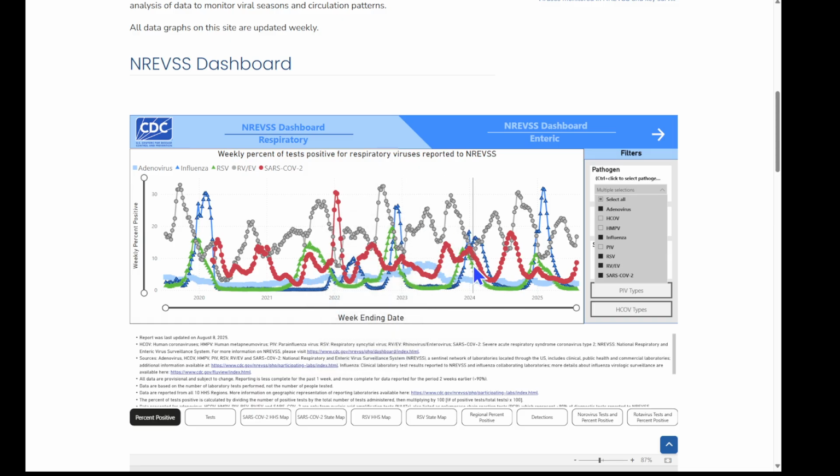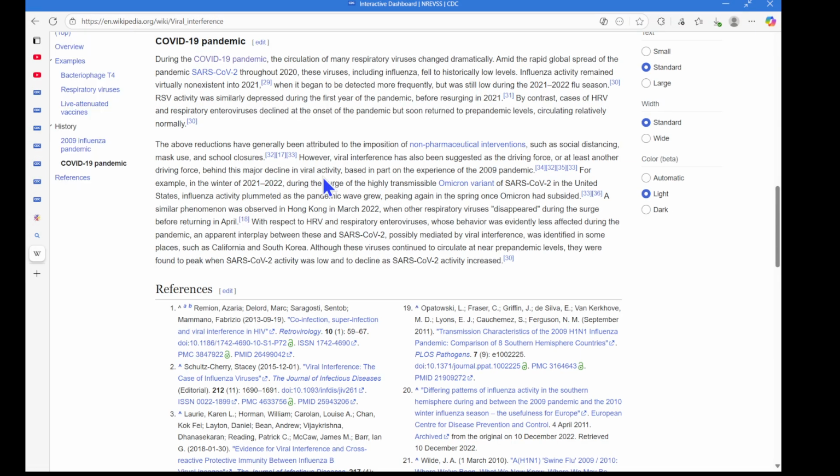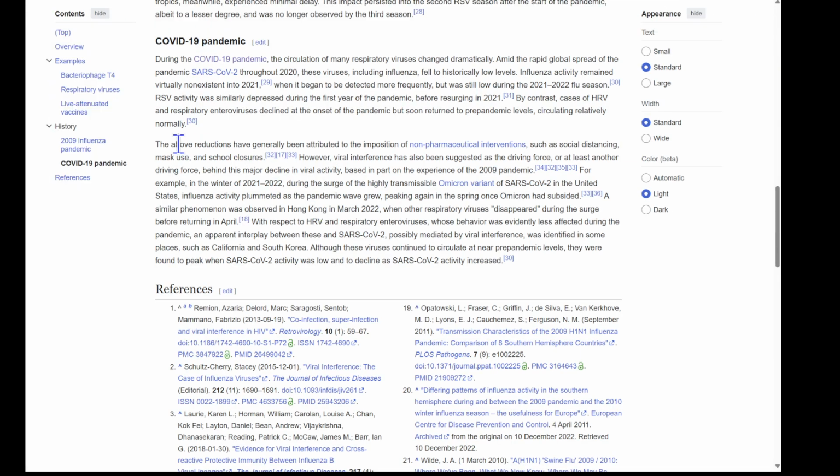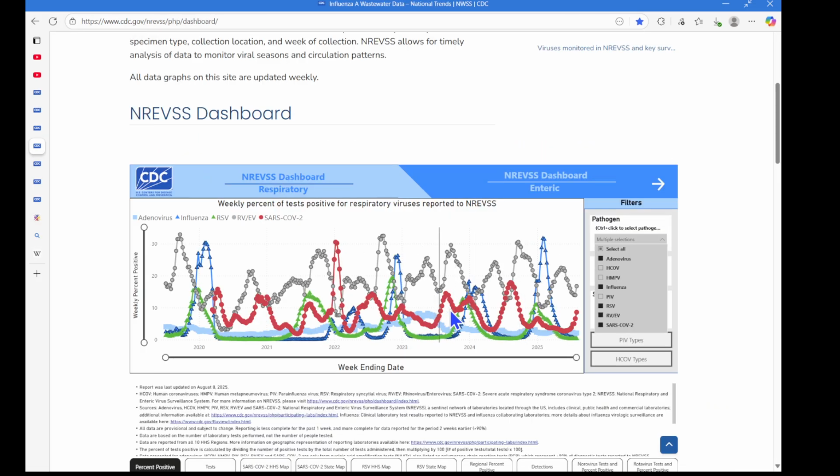When one virus is very dominant, the other ones tend to decrease in prevalence, which is also mentioned in this Wikipedia article down here when it mentions the COVID-19 pandemic. Typically, at least as of right now, with respect to other viruses and respiratory enteroviruses, which were evidently affected during the pandemic, an apparent interplay between these and SARS-CoV-2, the virus that caused COVID-19, possibly mediated by viral interference, was identified in some places such as California and South Korea. Although these viruses continue to circulate at near pre-pandemic levels, they were found to peak when SARS-CoV-2 activity was low and to decline when SARS-CoV-2 activity was increased, which is generally what we see in this graph here.